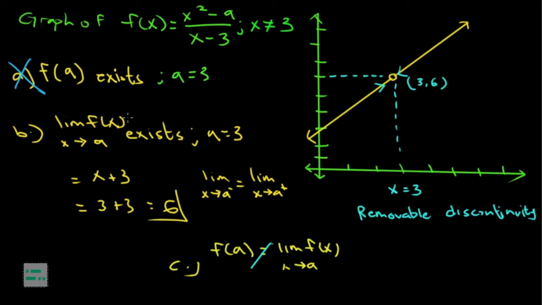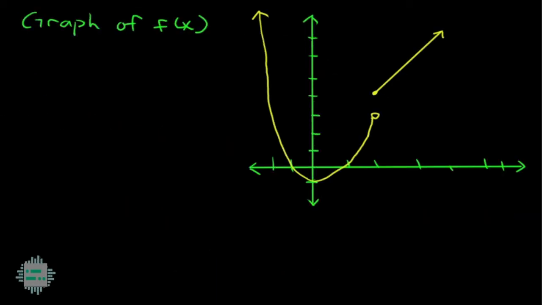Pangalawa nating tingnan yung tinatawag nating essential discontinuity. Yung essential discontinuity, dalawang bagay din, no? Pwedeng maging jump or pwedeng maging infinite discontinuity. In this example's case, sasabihin ko na agad sa inyo, this is an example of a jump discontinuity. Jump discontinuity.